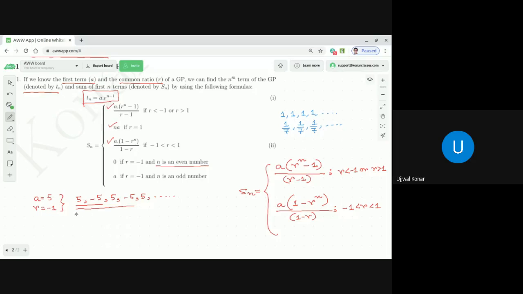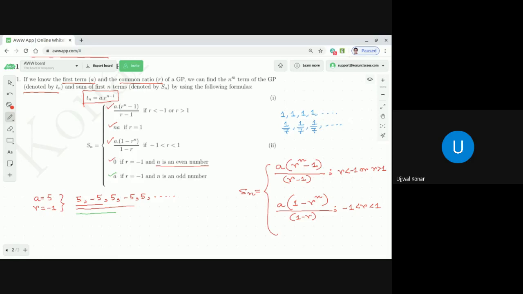But if you want to add the odd terms, the first odd term sum is 5 minus 5 plus 5, which is 5. That's why it is the first term. Correct or not? Are you getting my point? All of you got my point? Yes. If n is an even number, the sum will always be 0 if the common ratio is equal to -1.